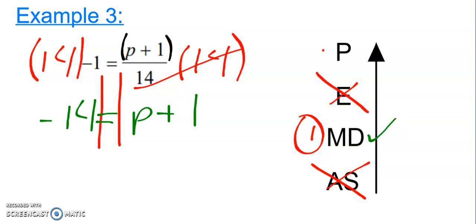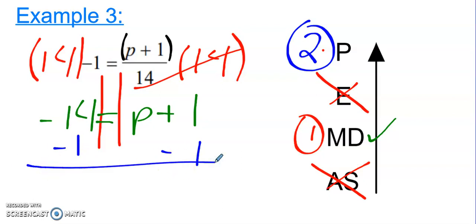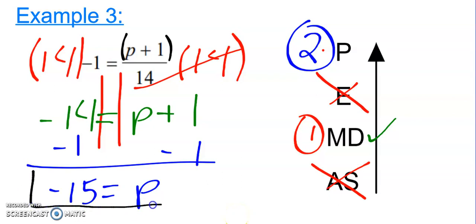So then lastly, we have here the stuff that's in parentheses, which is P plus 1. The opposite of plus 1 is minus. Subtract 1 from both sides. -14 minus 1 is -15. Be sure to use your calculator. Don't want to make any mistakes with our positives or negatives, so use your calculator. P equals -15. Box that answer. Awesome job. One more example. Are we ready?